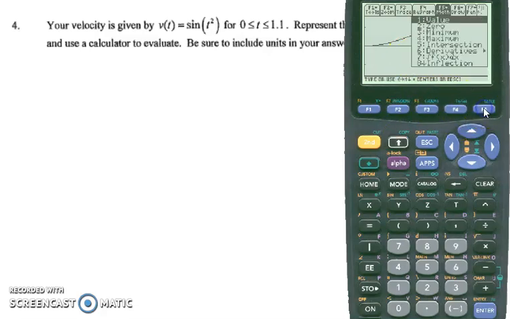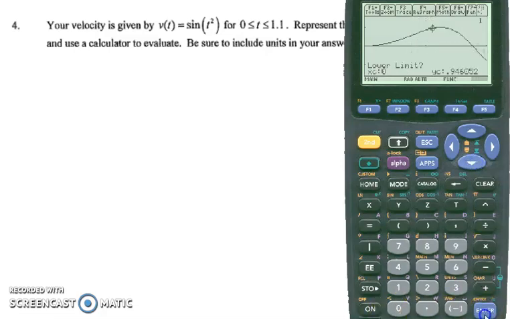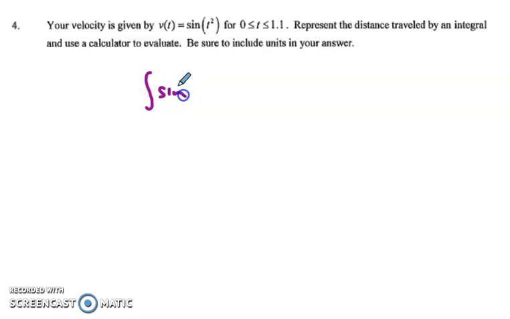Since I'm on my graph screen, I'll go ahead and integrate right here. I go down to choice 7 and hit enter. My lower limit will be 0, and my upper limit will be 1.1. And my answer, shading right there, is 0.399. So the integral of sine of t squared from 0 to 1.1, dt, equals 0.399.